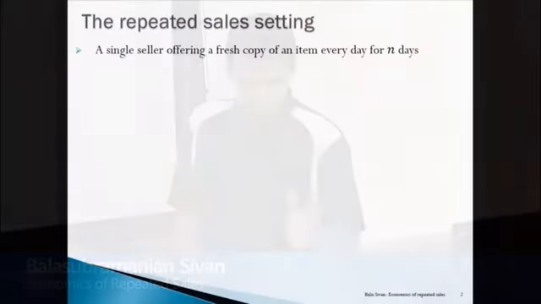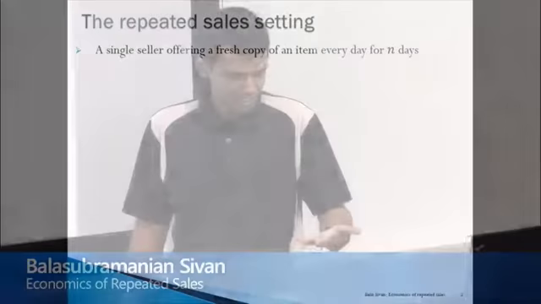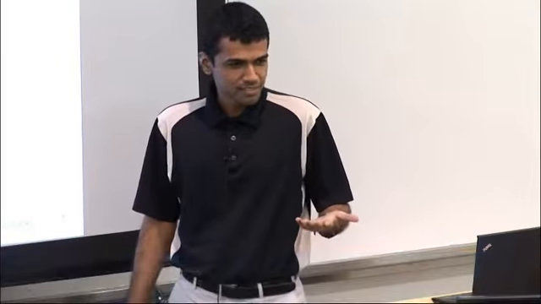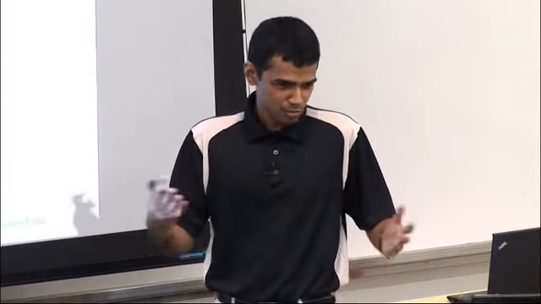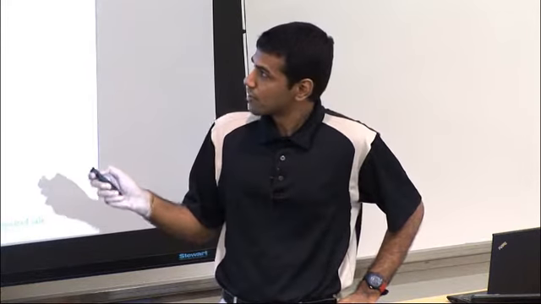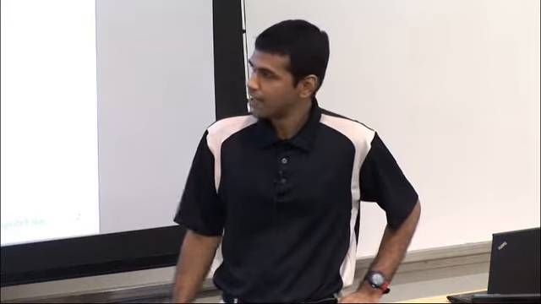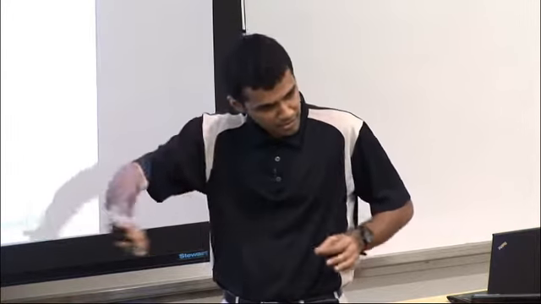So the setting is really simple. You have a single seller who is offering a fresh copy of an item every day to the same buyer. Think of a fishmonger who's offering fresh fish every day. The buyer enjoys consuming fish, and has some value which is private, only he knows it, for consuming the fish, and the value is the same every day. It doesn't change, but initially this value is assumed to be drawn from a publicly known distribution, meaning that the seller also knows the distribution. Once it is drawn, it remains the same every day.